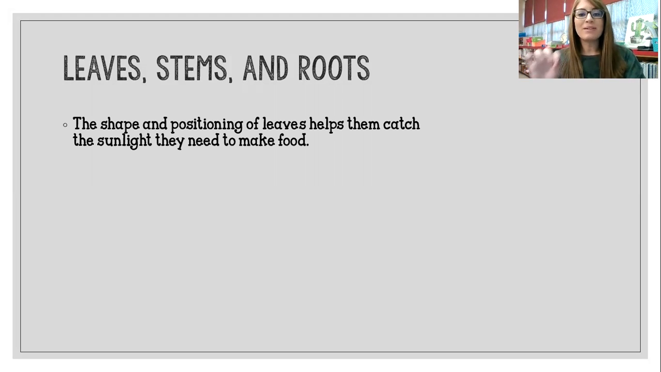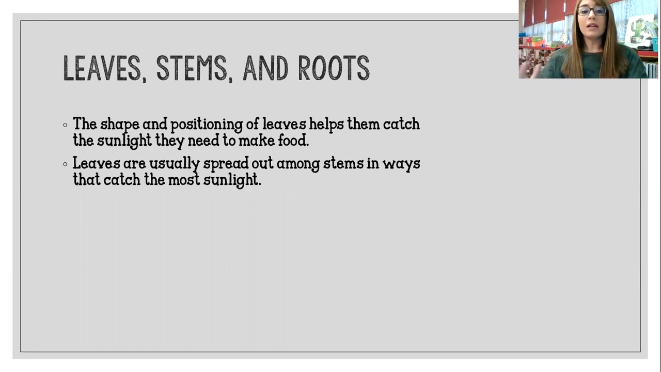The shape and positioning of the leaves is what helps them catch that sunlight to make their food. That's why every plant has different shaped leaves and they're placed differently along the stem. Leaves are usually spread out along the stems in the way that allows them to catch the most sunlight. They're not going to be stacked on top of each other like this, right? Because then only the top leaf is going to get that sunlight. They're usually spread out like this or staggered so that they can all get the most sunlight possible.